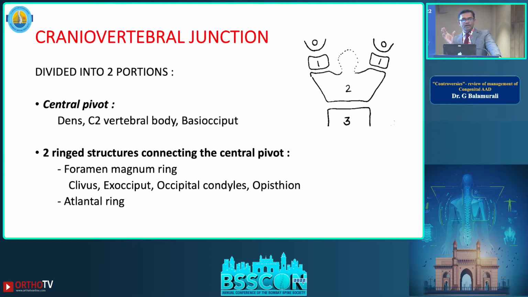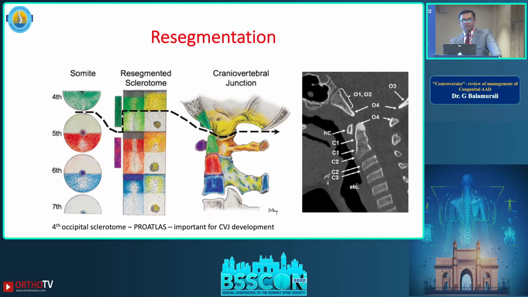So it's a Y-shaped joint where you have a central dens and body, and you have the two rings on both sides. You also have to understand the development, which happens in utero. That's when the proatlas development is so important to understand, and this is clinically relevant to some extent because you will find them in syndromic and non-syndromic cases in various methods.